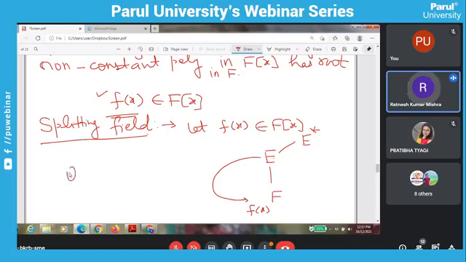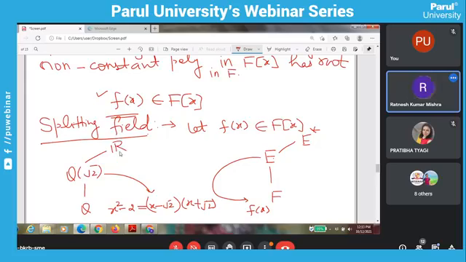So therefore, take Q(root 2) over Q, with the polynomial x square minus 2, which factors as (x minus root 2) and (x plus root 2). So Q(root 2) is the splitting field of x square minus 2. Similarly, over Q, Q(i) is the splitting field of x square plus 1.